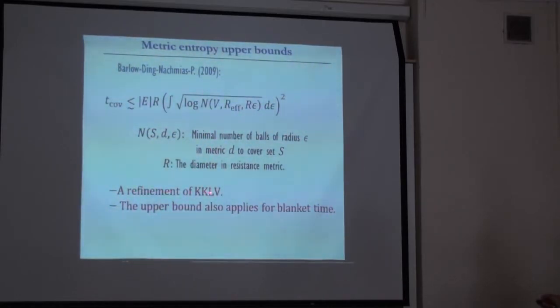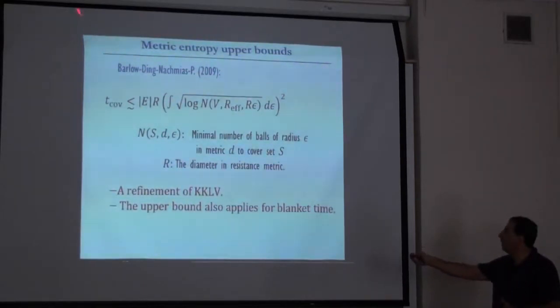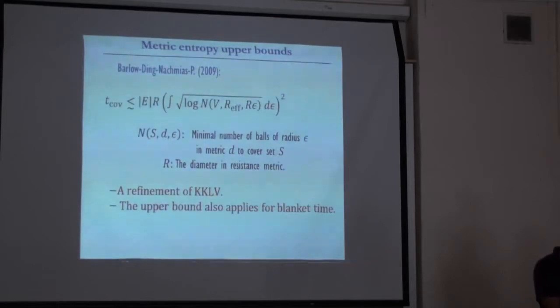And this actually refines the results of KKLV, Kahn, Kim, Lovász, and Vu. It allows you to reproduce their log n squared bound. And again, this upper bound also applies for blanket time. So after we did that, the specific goal we had was to analyze these near critical random graphs, but in the process we got this general bound. And once we finished that, I looked together with Jian at this bound, and they said, this bound looks familiar. After all, for those who know Gaussian processes, this is essentially the Dudley bound for the maximum of a Gaussian process.